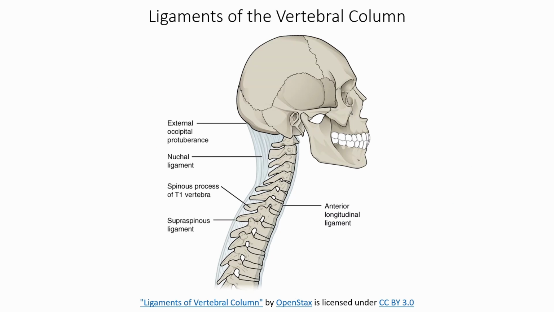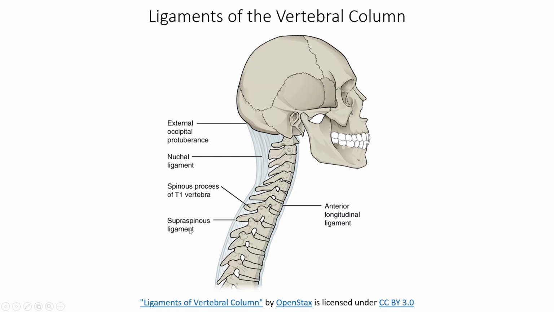But the bones alone cannot necessarily function in support without a little bit of help from the ligaments. Remember, ligaments connect bone to bone. So we have lots of different ligaments running the length of the vertebral column to provide that support and structure. One of those is the nuchal ligament. This connects along this line back here on the occipital bone, namely on this area called the external occipital protuberance, the little section that sticks out.